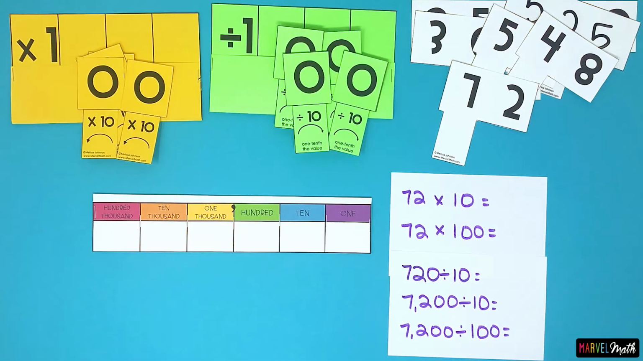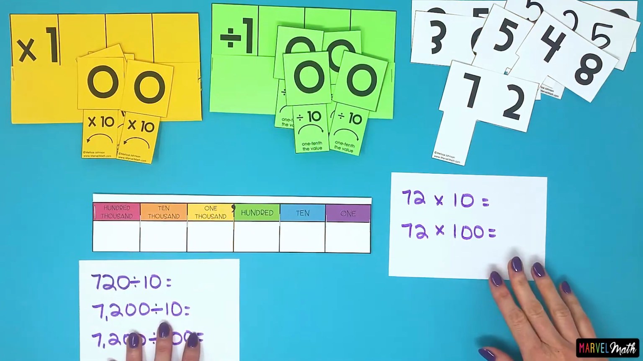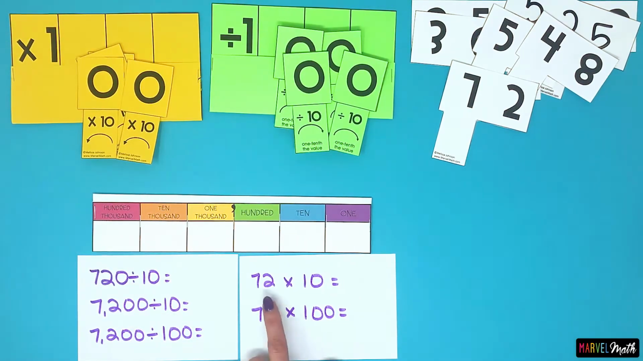Now we're going to make some connections because we really want students to see how multiplication and division by 10s and 100s connect to one another. So let's look at multiplication first. So I'm going to do 72 times 10.